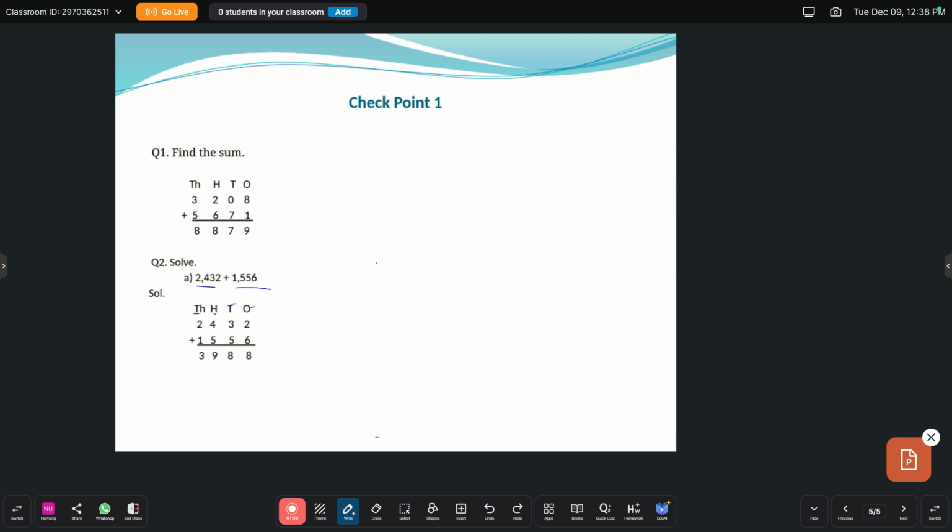And under these places you will arrange the first addend and the second addend one by one. So the first addend here is 2432. So 2 is at ones place, write 3 at tens place, 4 at hundreds place and this 2 at thousands place. Fine. Now we have to write the second addend. In the second addend the 6 is at ones place, the 5 is at tens place, another 5 is under hundreds column, and the 1 is at thousands place.